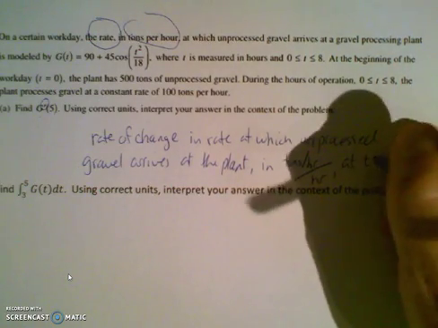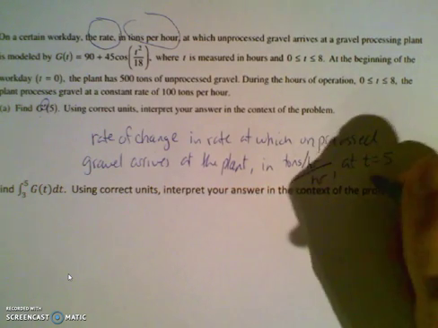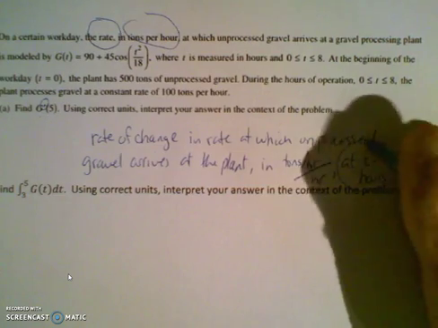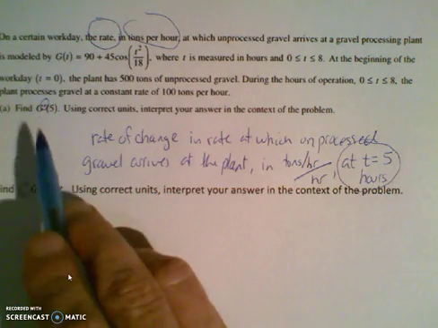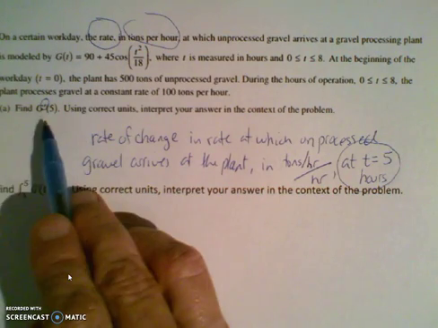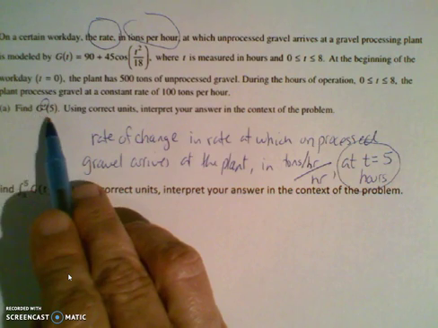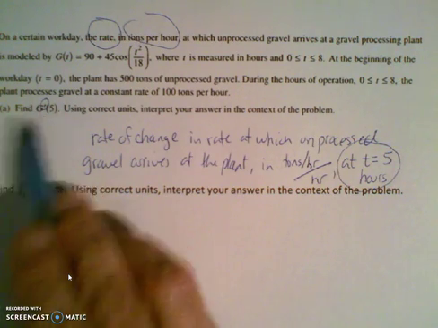At t equals 5 hours. You need to make sure that you've specified a particular point in time. Many students make a mistake saying something like, during the 5th hour. Well, that would indicate an interval of time, which is not correct for a derivative. Remember, a derivative is an instantaneous rate of change, so it's at a particular moment in time.